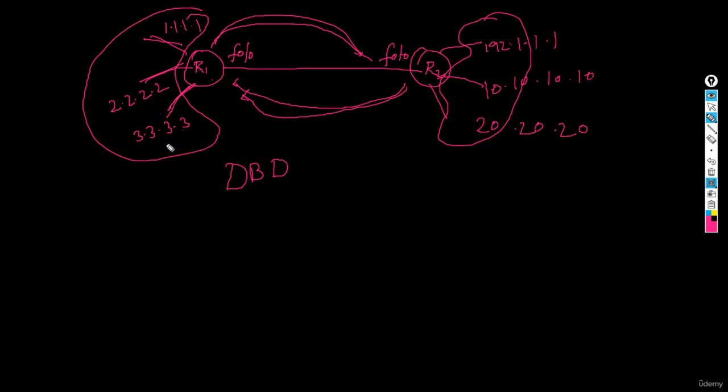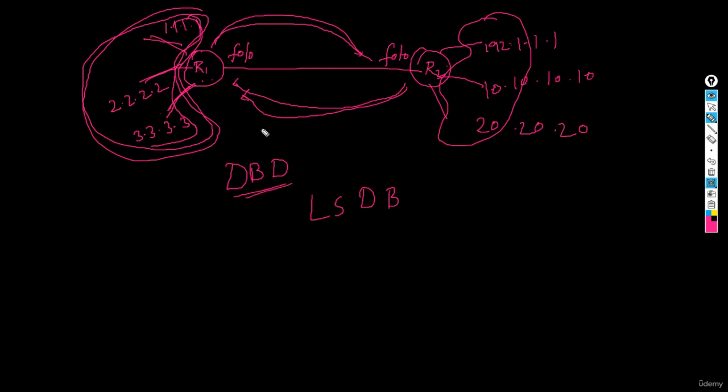They will share the information about the DBD, whatever networks R1 knows, he is going to tell to R2. Whatever R2 knows, he will tell to R1. So in the DBD, this packet is used to check whether the LSDB, that is the link state database, between these two routers is the same or not. Means this guy and this guy, both know the same information or not. Whatever R1 knows, R2 knows that or not. This packet checks that.